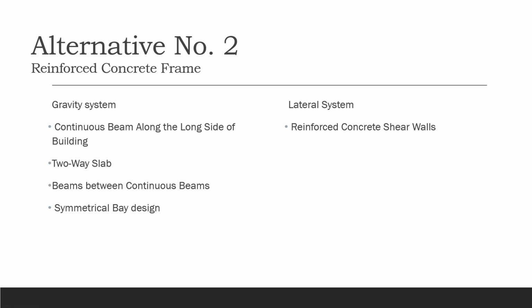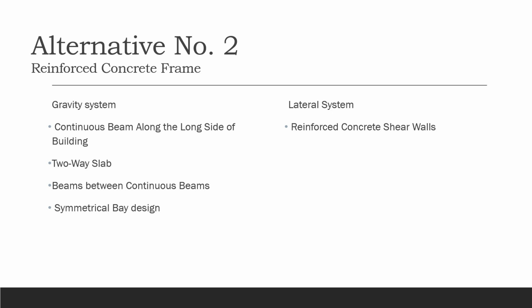The second structural system alternative consists of a reinforced concrete structure. Each floor will have continuous reinforced concrete beams running along this long span of the building, with beams connecting to the continuous beam on the short side, and a couple beams in between each bay to help support the two-way slab flooring. This would help with the flexion and just the loading in general.